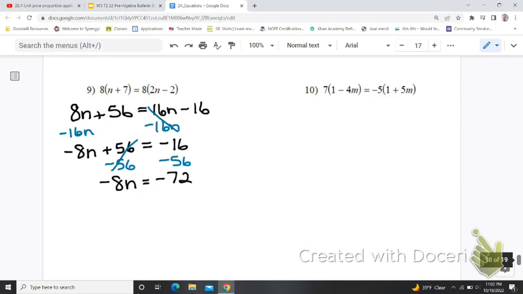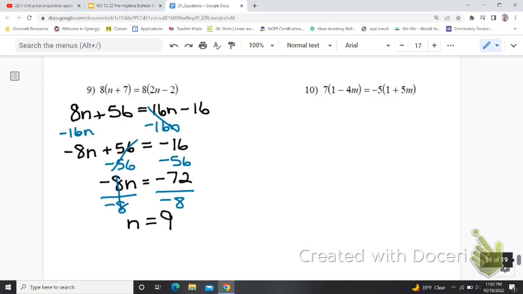Now we'll divide both sides by negative 8, so we're undoing the multiplication by dividing. Negative 8 divided by negative 8 is 1, so I don't need to write 1 in, I can simply write n. And then negative 72 divided by negative 8 would be positive 9.